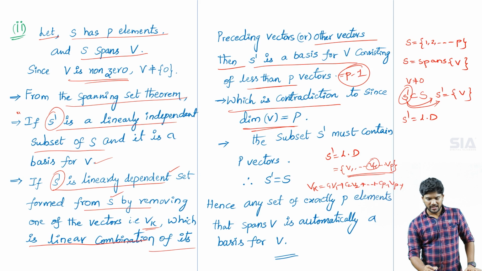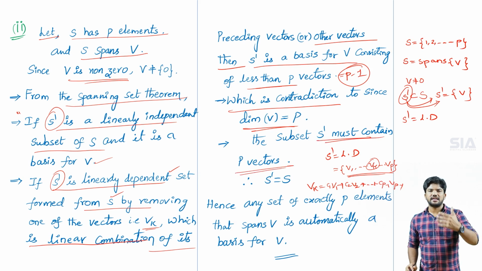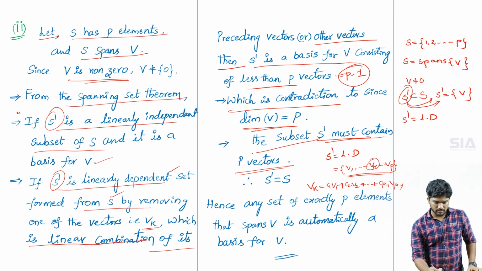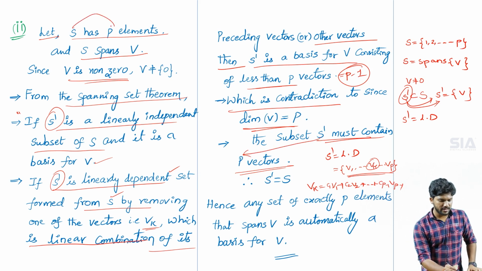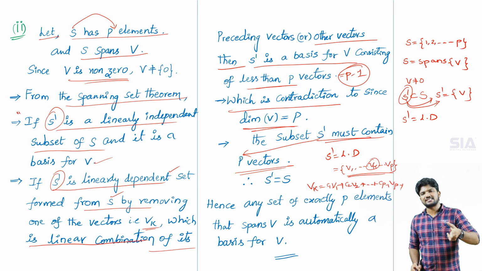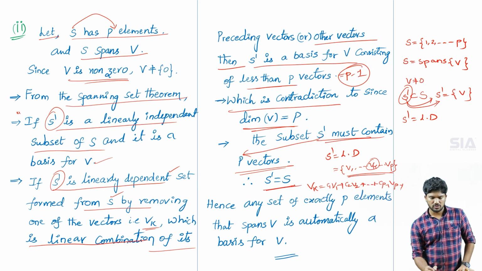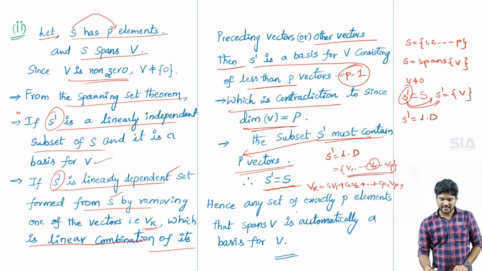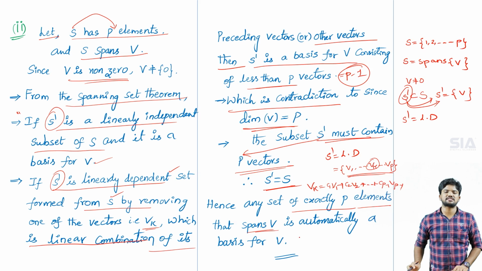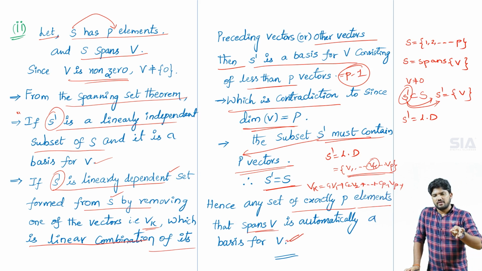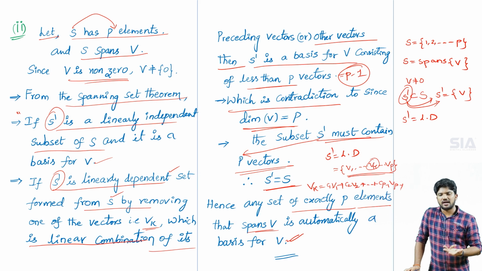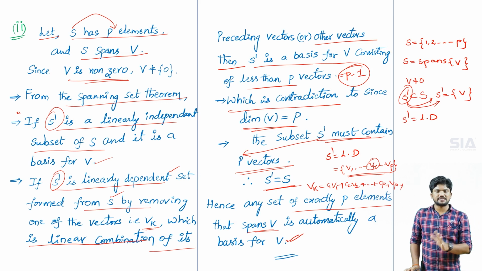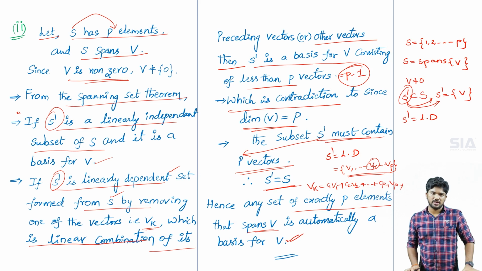So therefore definitely the set S dash must contain exactly P vectors. S dash has P vectors, and S already has P vectors. So two sets contain the same number of vectors, then those sets are equal. Therefore S dash is equal to S. Hence any set of exactly P elements that spans capital V is automatically a basis for capital V. Any set with exactly as many vectors as the dimension of the vector space, if it spans capital V, is automatically a basis for capital V also.